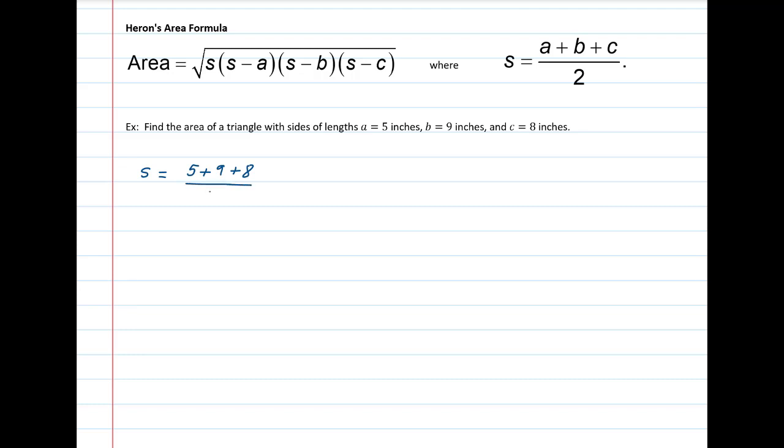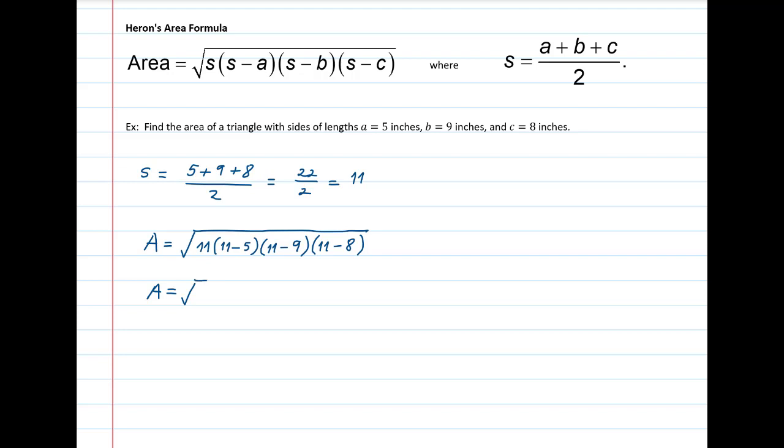I want to find the area of the triangle of sides 5, 9, and 8. And what I want to do first is find this s, and s is going to be 5 plus 9 plus 8 over 2. That's 22 over 2. That's 11. We're going to use that s in our formula here. So we have the area equals the square root of s, which is 11, times 11 minus a, which is 5, 11 minus 5, times 11 minus 9, times 11 minus 8. We can simplify this a little bit or just put it in the calculator, but we're going to get our answer.